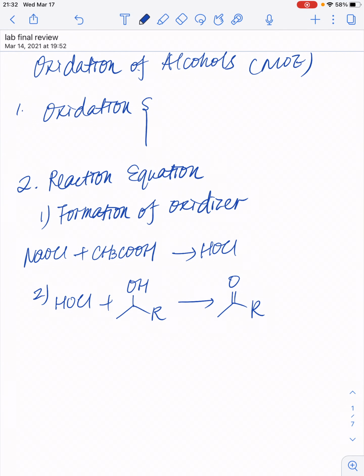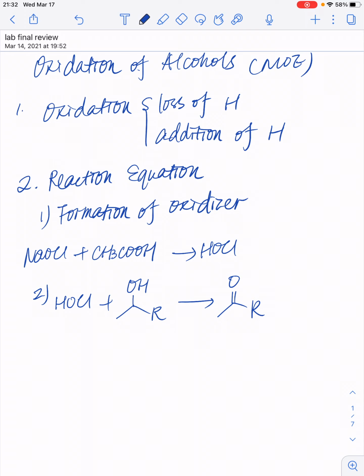Alright guys, let's review the oxidation of unknown alcohol multi-outcome experiment. Firstly, oxidation refers to the loss of hydrogen or addition of oxygen, right? You may use this as a criterion to judge whether it's an oxidation reaction or a reduction reaction.